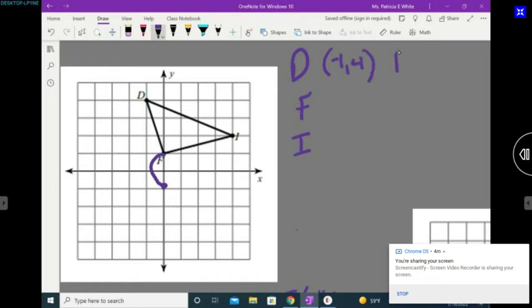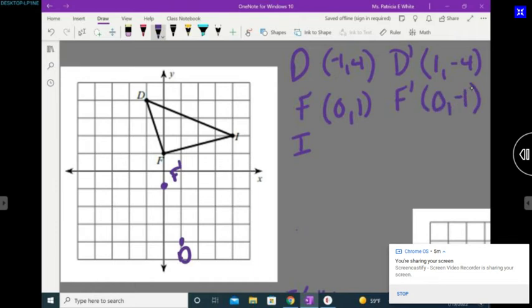Okay. So what is D prime? On those rules, what is D prime? 1, negative 4. Does that take me down 2 quadrants? Make sure. Just follow those rules. There's my F prime. What is 1, negative 4? Okay. Whoops, sorry. That's my D prime. What's F? 0, 1. So F prime is 0, negative 1.